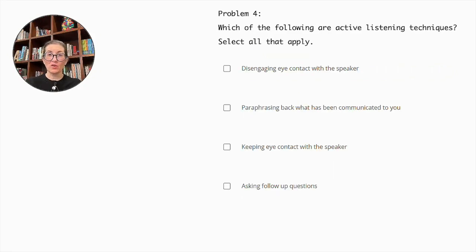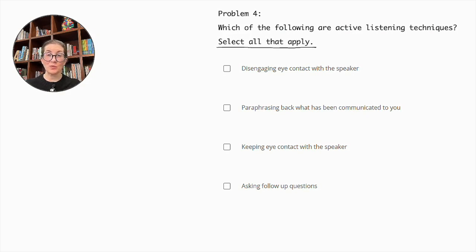Problem number 4. Which of the following are active listening techniques? Select all that apply. When we see select all that apply, this is an indication to us that there is at least one correct answer and very likely more than one correct answer. All right, with that in mind, let's go through the answers.